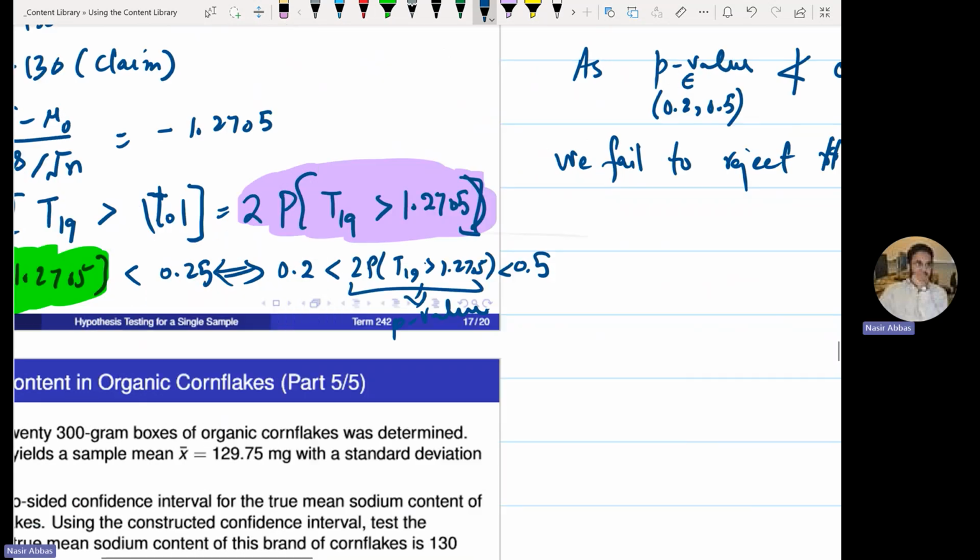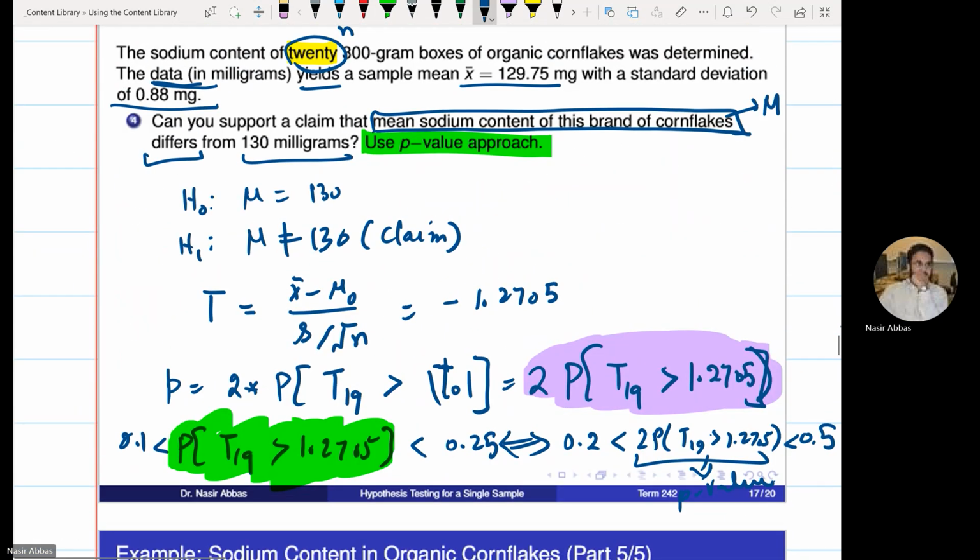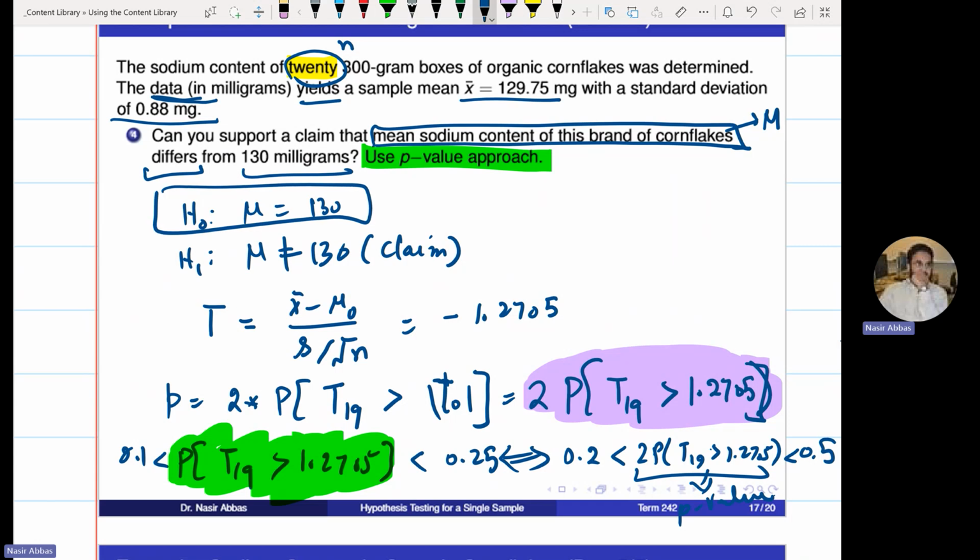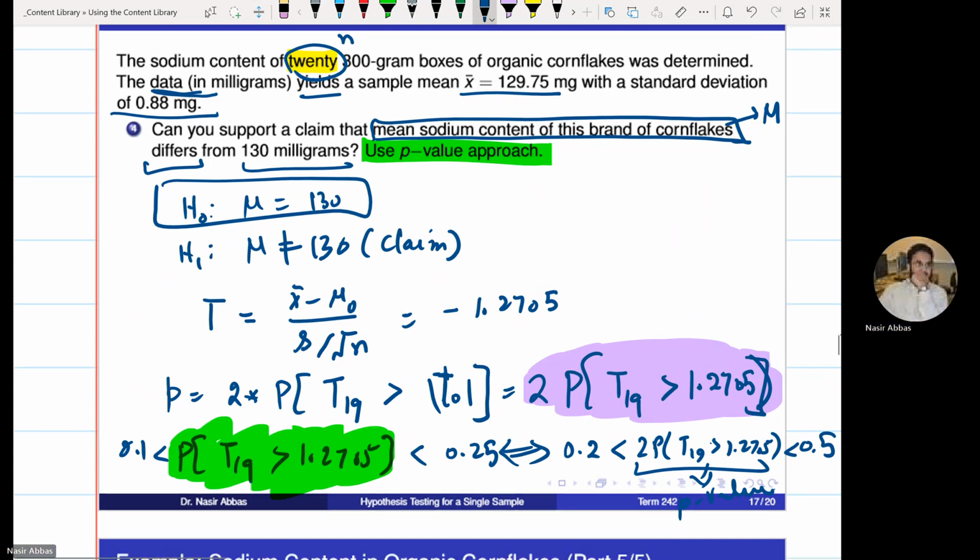When you fail to reject H0, you say that the mean is in the neighborhood of 130. You will not say that we accept H0. You will conclude that the mean is close to 130, or you will say the mean is not different from 130. So answer the question. Can you support the claim that the mean sodium content of this brand is different from 130? No, it is not different from 130. It is in the neighborhood of 130 somewhere. Any question?